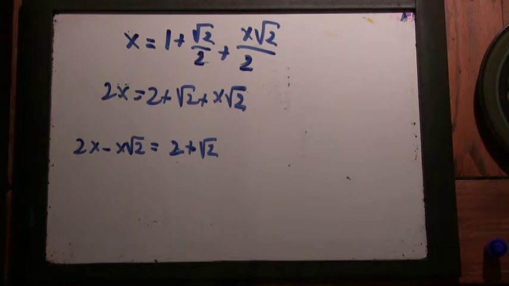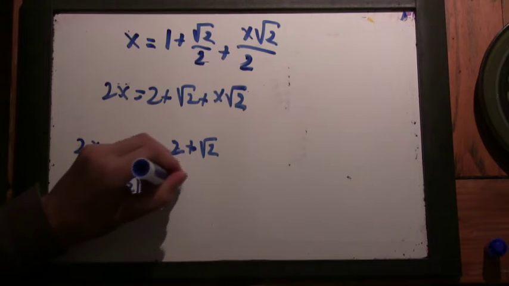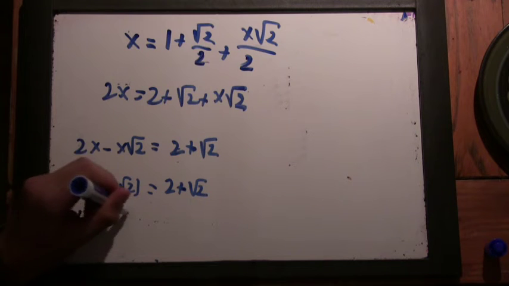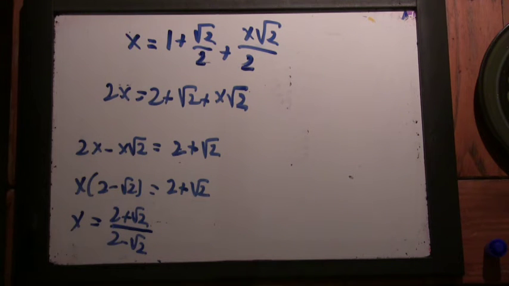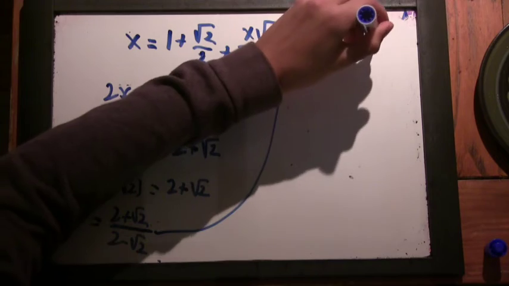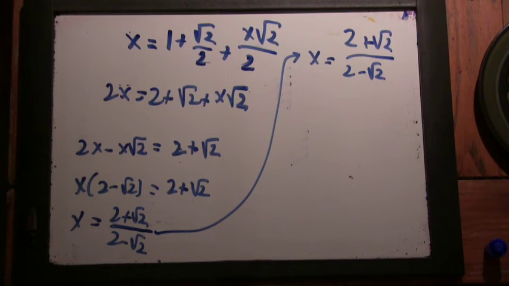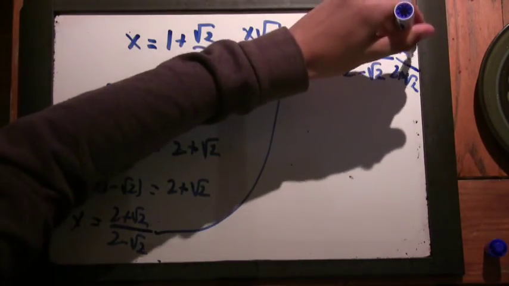All right. So we can factor an x out. So we know we have x times 2 minus root 2 equals 2 plus root 2. So x equals 2 plus root 2 over 2 minus root 2. All right. Which we can rationalize. And then we multiply the top and bottom by our convenient form of 1, which in this case is 2 plus root 2 over 2 plus root 2.